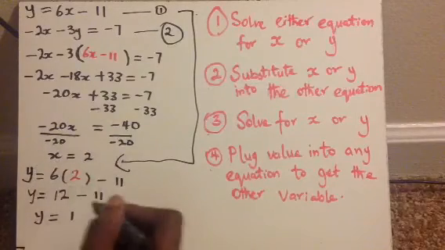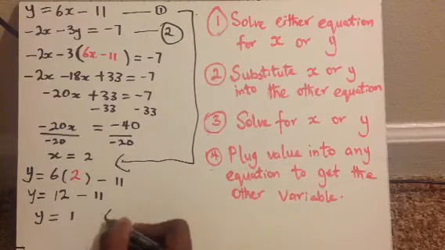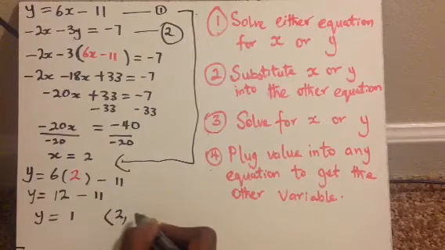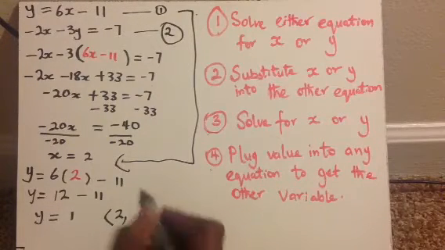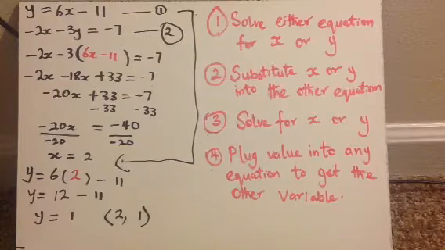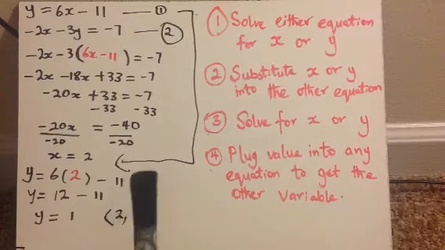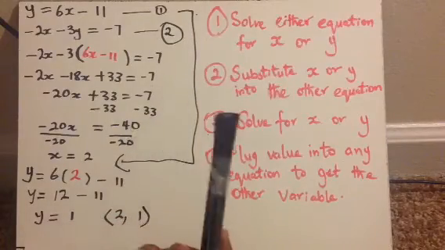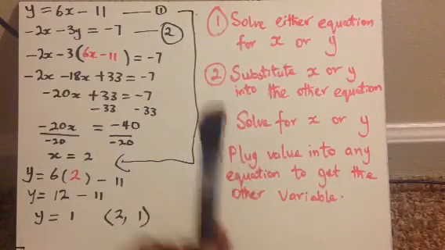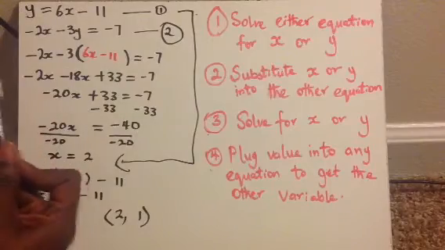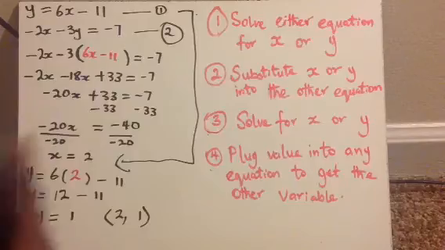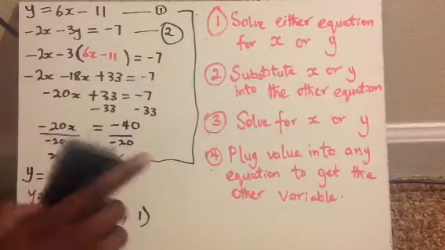So in this system of equation, our solutions would be the value for x, which is 2, and the value for y, which is 1. Now in this example, we didn't really have to worry about doing the first step, which says solve either equation for x or y, because we already have y isolated. So on our next example, we'll see how we apply that first step.